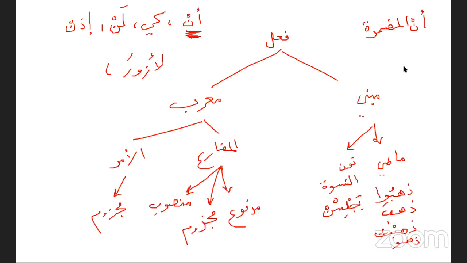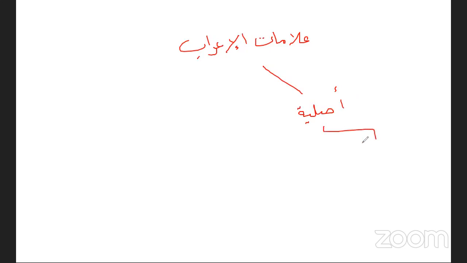Okay, so what I want to take your memory back to is that the علامات الإعراب are either going to be أصلية, the main ordinary ways of showing إعراب, and that is either going to be with ضمة, فتحة, or سكون. Okay, and this is basically for verbs. Why didn't I mention kasra here? Because kasra is specifically for nouns.